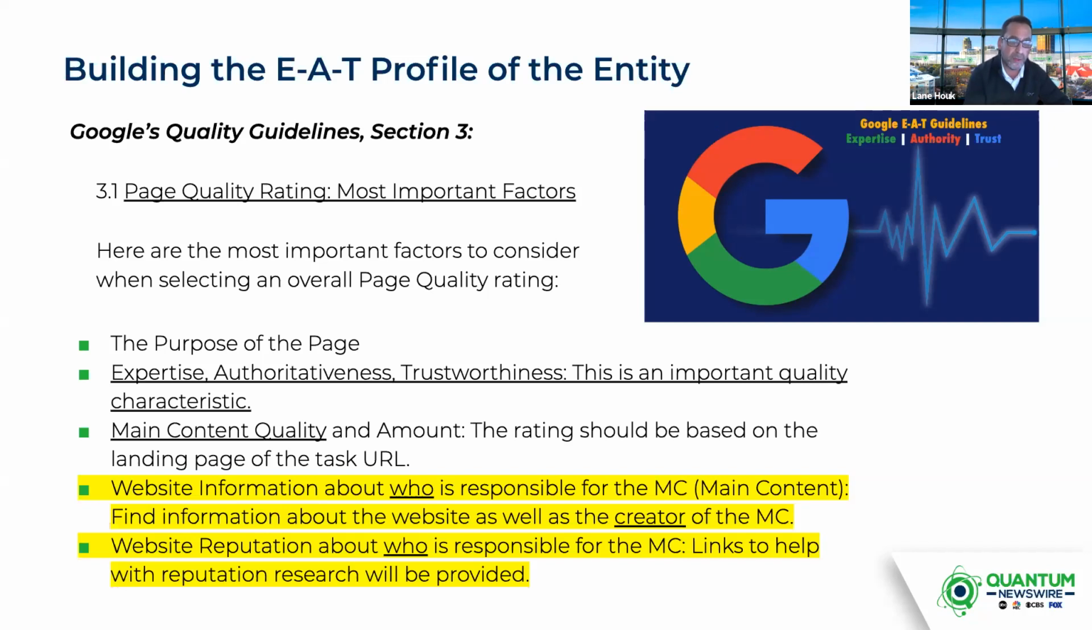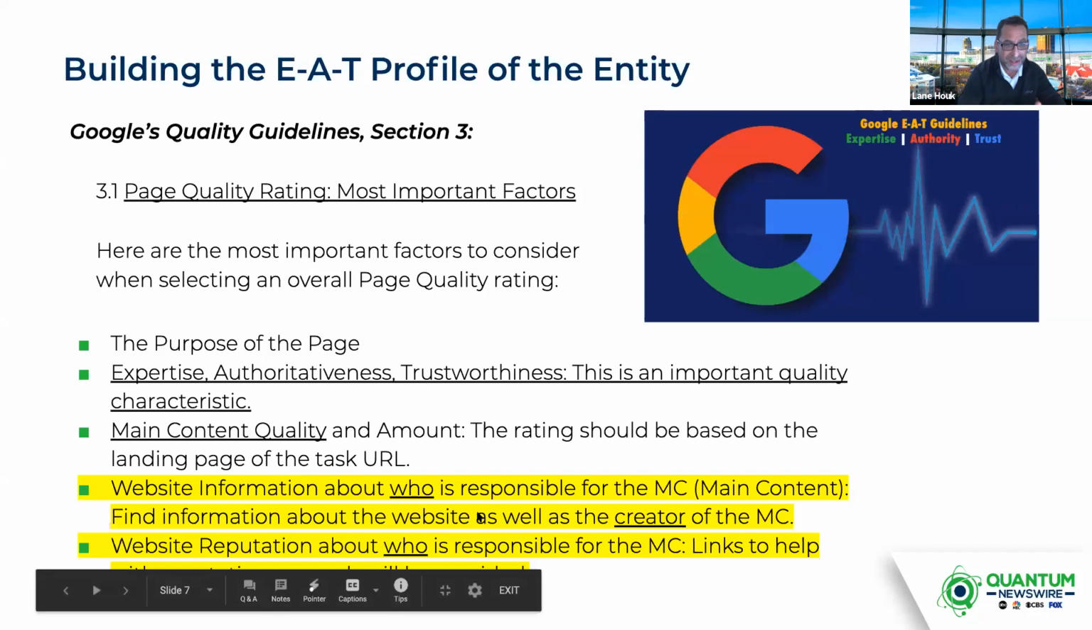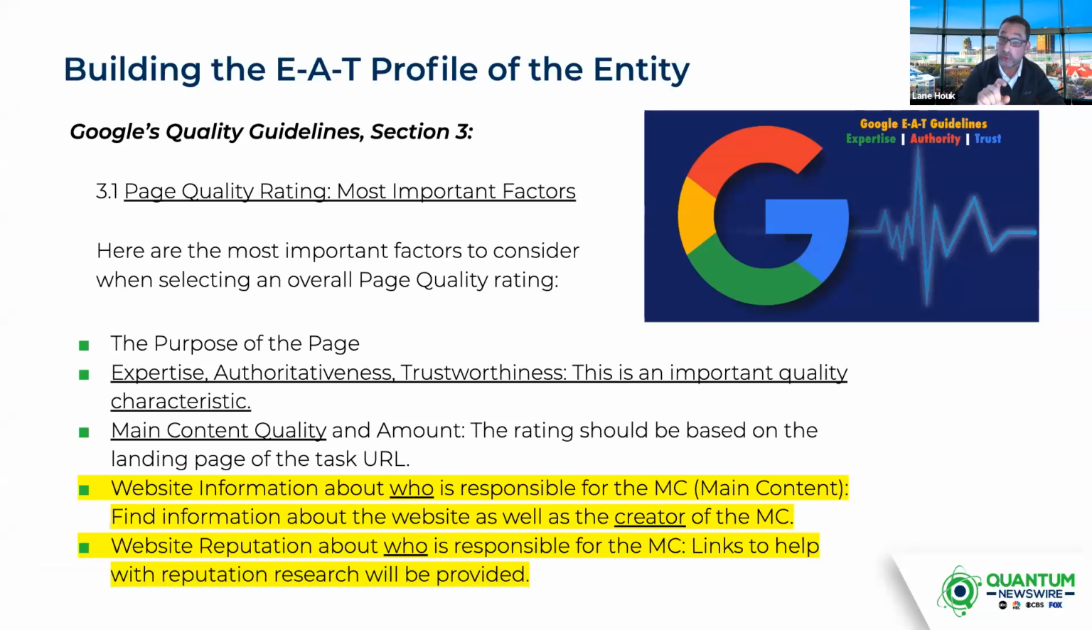Going back to the EAT profile, this is directly from Google's quality guidelines. This is what they give to their manual reviewers. They tell them literally, when you get to a page, look at the highlighted area: who is responsible for the main content? Find information about the website as well as the creator of the content. That's code word for author of the content, right? So building the EAT profile of an entity is really at the core all about authorship.